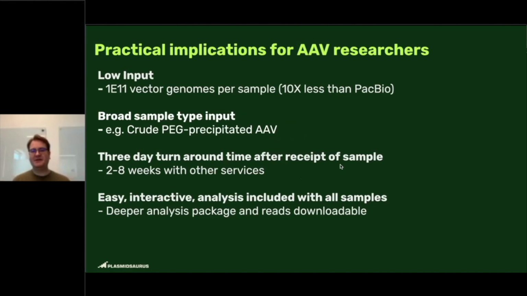These are samples that are viscous, chunky, and in one case, because it was a GFP encoding AAV, bright yellow. These types of samples are actually very challenging to other types of library prep and sequencing platforms. We can return these results in 3 business days after receipt, rather than the 2 to 8 weeks with other services. And we offer an easy interactive analysis with all samples.